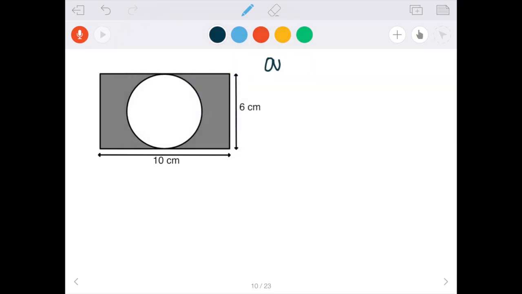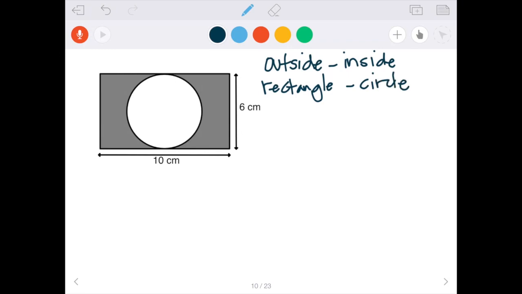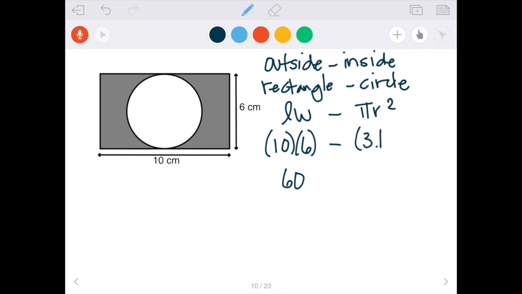All right, we are going to do, again, outside minus inside. So our outside shape is a rectangle. Our inside shape is a circle. So rectangle, length times width, circle, pi r squared. The length and width of the rectangle we can see very easily are 10 and 6, and that makes 60.